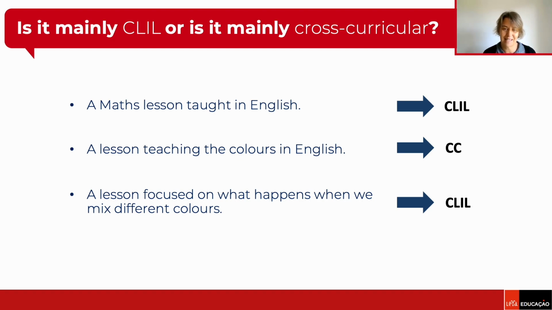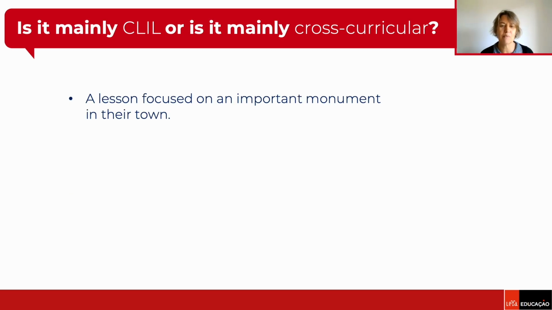So you can see a pattern here where we're thinking about the aim of the lesson. Is it a language or a skills-based aim, or is it a content aim? What about this one? A lesson focused on an important monument in their town. So maybe they're talking about something, you know, in Lisbon or wherever it is they live. What do you think? CLIL or cross-curricular?